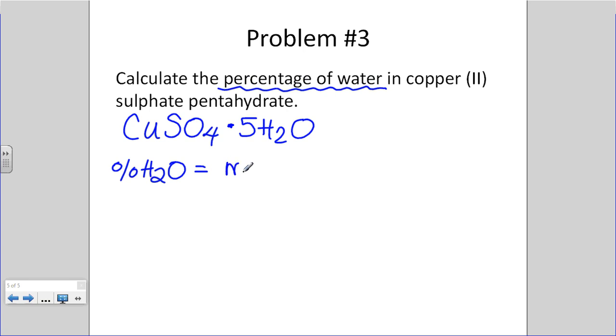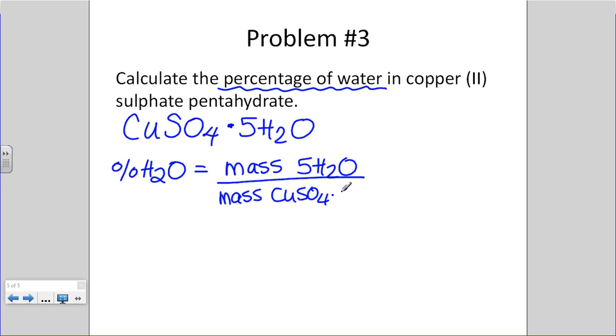So we need to find out what is the mass of 5 molecules of water. We're going to use its molar mass. Our total mass will be the mass of the entire hydrate. So what's the mass of 1 mole of copper 2 sulfate pentahydrate? And then we need to multiply that by 100.